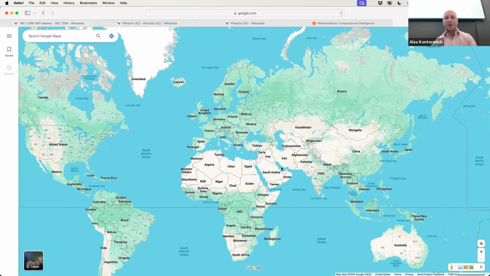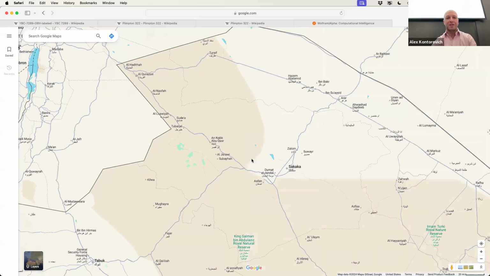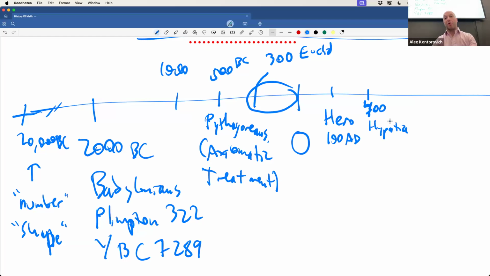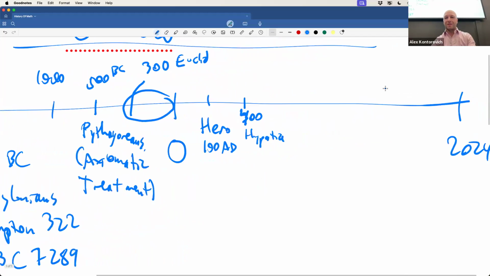Here's Google Maps. When we're talking about the Babylonians, we're talking about sort of Iraq. So here is the fertile region, Iraq, a bit of Iran. Then we move over here to Egypt and Alexandria. So Greek mathematics largely takes place in Alexandria in North Africa. Then the Romans take over this region around 0.